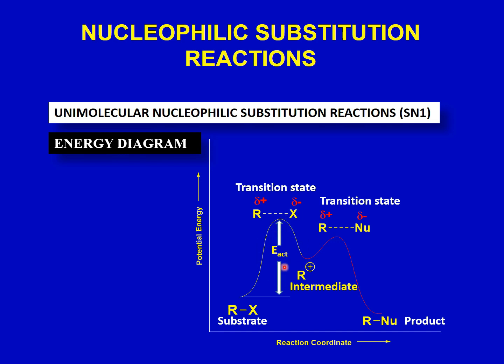Now this second transition state is of lower energy as compared to the first transition state. Why? Because in this case we are going from a high energy intermediate to a low energy stable product. So it's a feasible process and it will require less energy to cross this hill and convert into products.